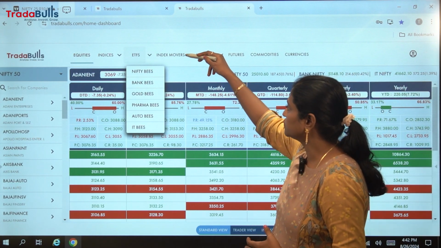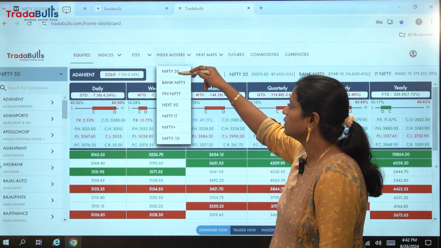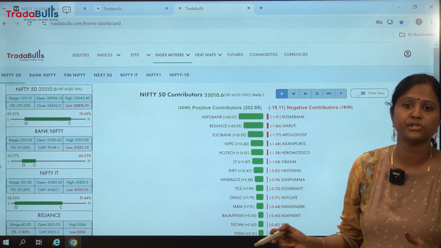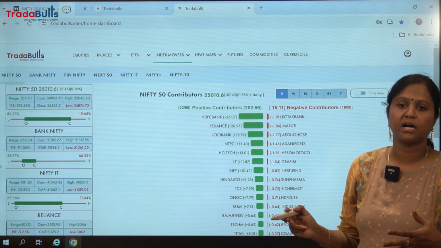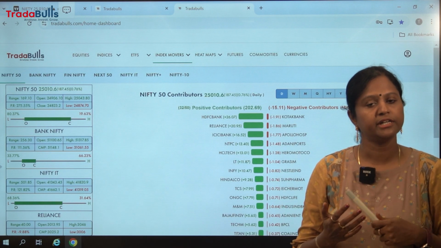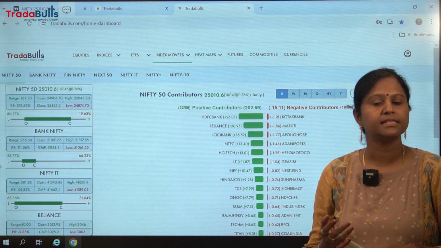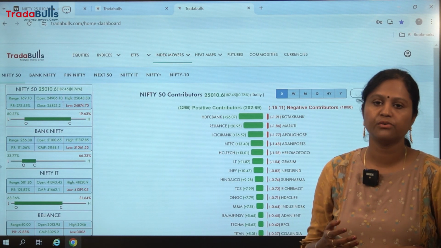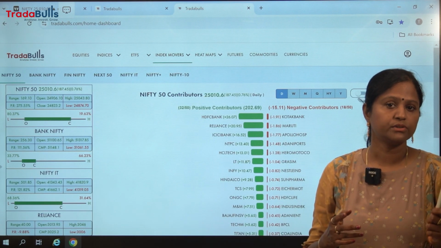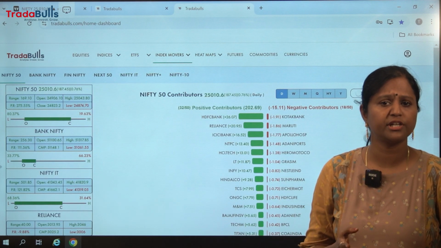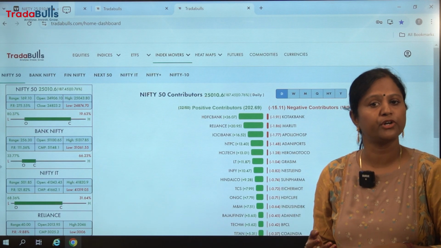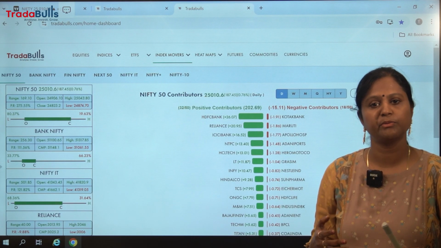Now coming to index movers. Index movers is a section which gives you a bar graph representation of the contribution points. Each index has various counters, and each counter has its contribution points. Counters will have a positive contribution depending on the weightage and the current market value. Similarly, there is a negative contribution. Some may be on the higher range, some on the lower range.